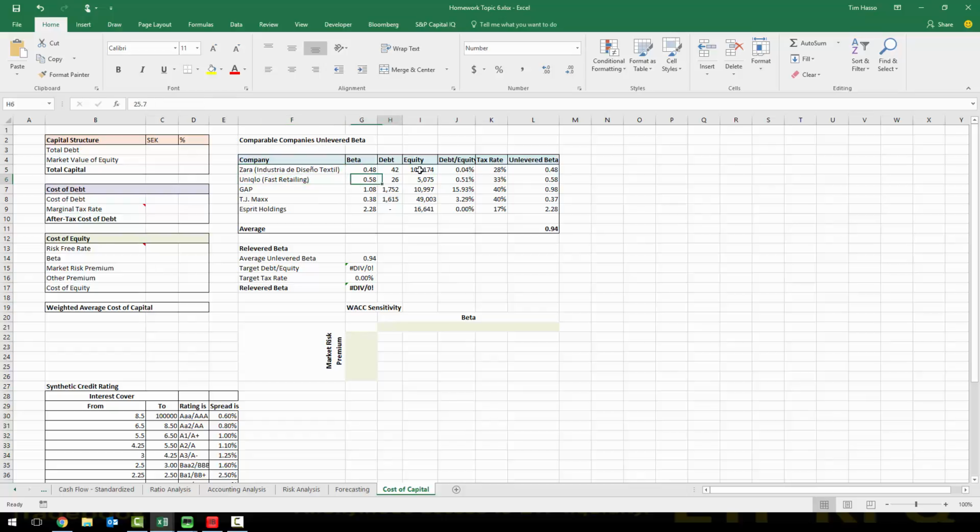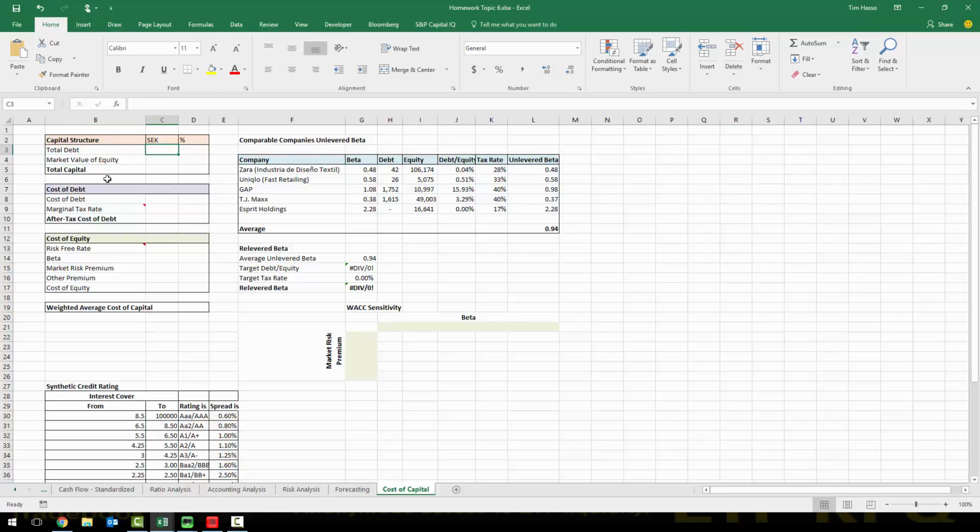For Uniqlo, for example, it's going to be in Japanese yen. For Gap, it will be US dollars. Technically speaking, this is not an issue because all we are really concerned about is the debt to equity ratio, which means that the currency is not that important. So once we have this information, we can then go on to the left-hand side and start to fill out some of the additional information that we'll need.